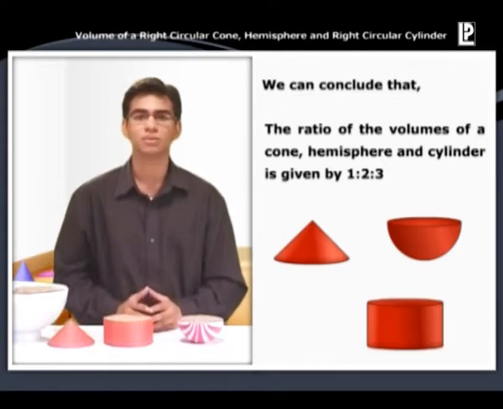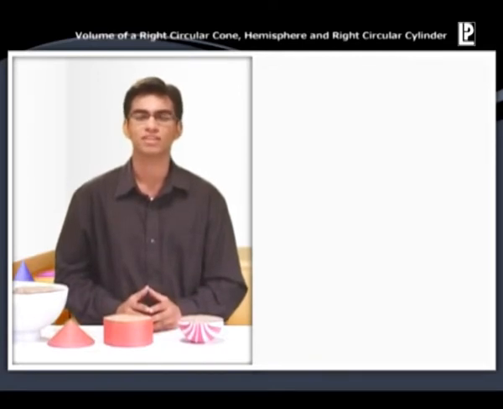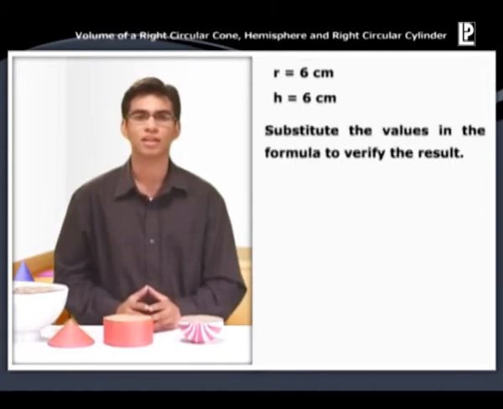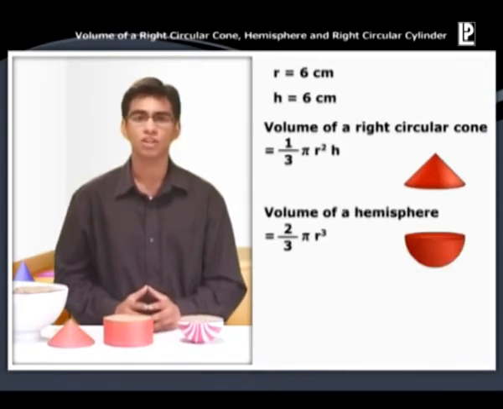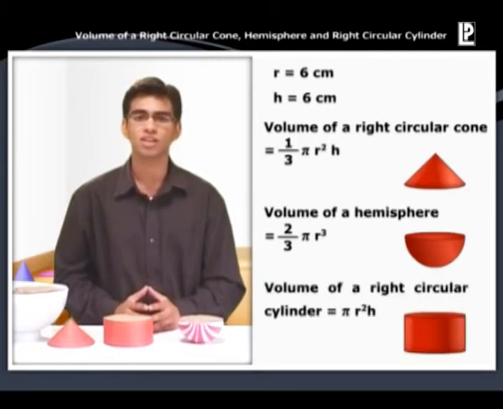We started the activity by taking the value of radius r as 6 cm and height h as 6 cm. Go ahead and substitute the values in the formula to verify the result. Remember, the volume of a right circular cone is 1/3 π r² h. Volume of a hemisphere is equal to 2/3 π r³. And the volume of a circular cylinder is π r² h.